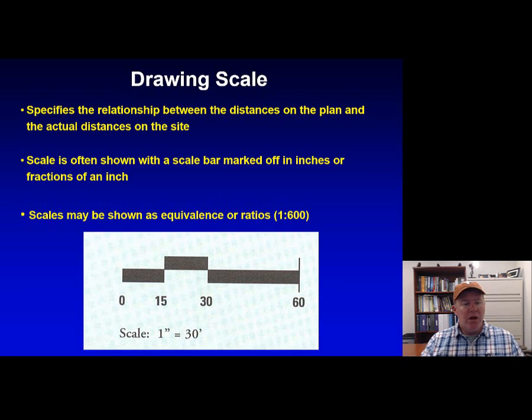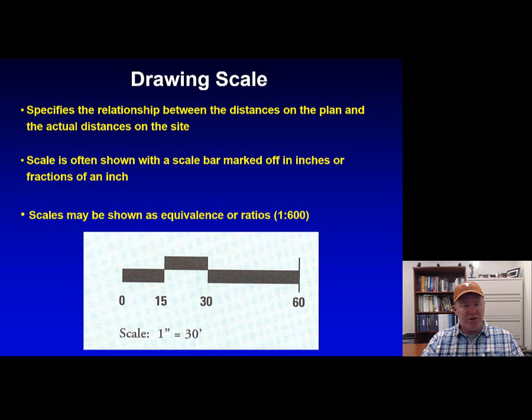And here we see that 1 inch is equal to 30. So if we were to actually take a regular tape measure and measure over an inch, it's representing 30 feet on site. And here they've represented it graphically, and they've done it 15 feet here is half of the 1 inch. So 15 is represented by 1/2 inch. 60 feet will be represented by 2 inches.